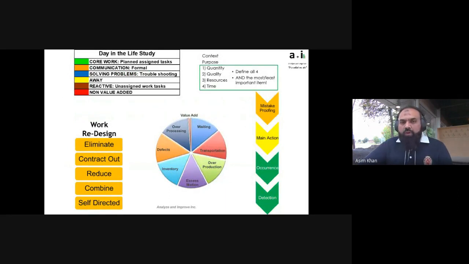These tools we'll cover in a different webinar, but I just wanted to give you an idea of what tools exist that get commonly used in a Kaizen event. So day in the life study is something you will do in the prepare stage. We'll talk about that a little bit going forward. Then in the middle, you have the waste or 7 wastes. This is the lean terminology of identifying where the inefficiencies are, where we're losing value add time. Then you have the work redesign on the left bottom.